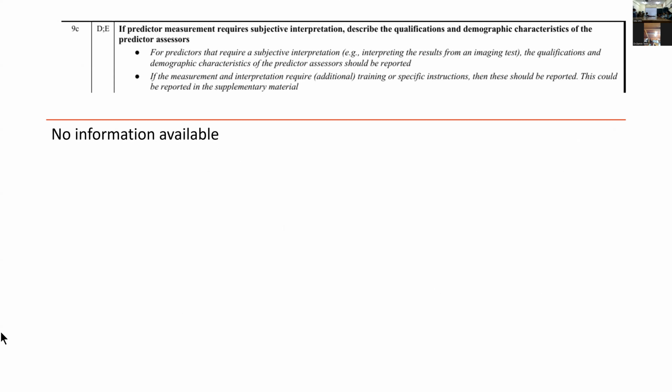Now, if the predictor measurement requires subjective interpretation, again, for the predictor assessors, that is, the people doing the capsule endoscopy, what are their qualifications? Again, that information is not provided. We are only told that a group of technicians were trained in the capsule endoscopy. They were appointed at each hospital and they performed the capsule endoscopy.